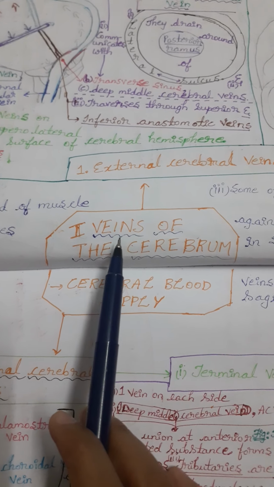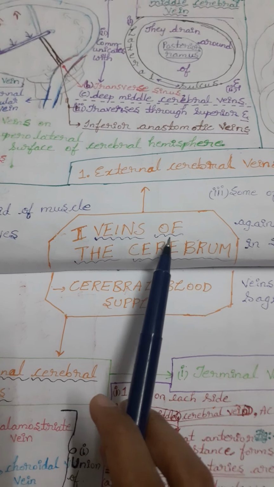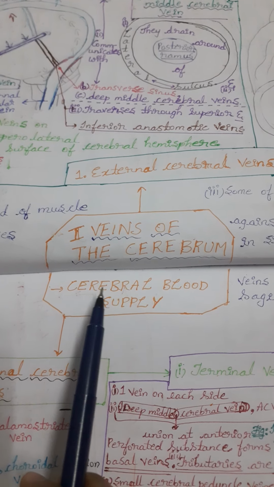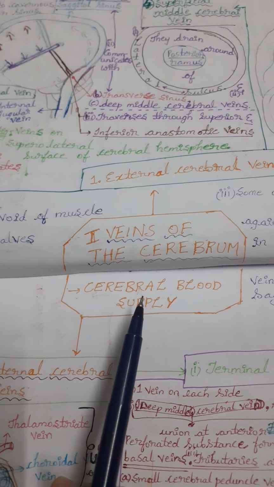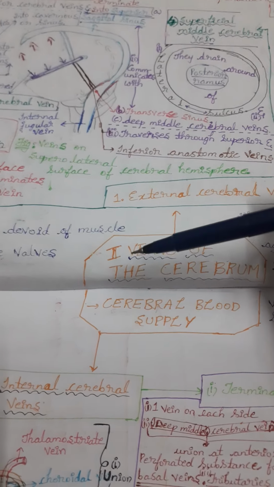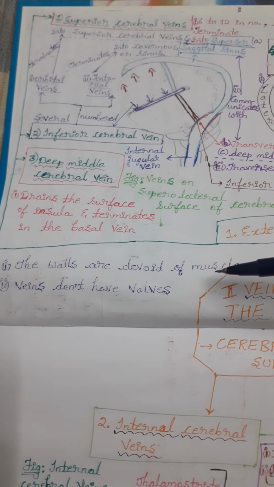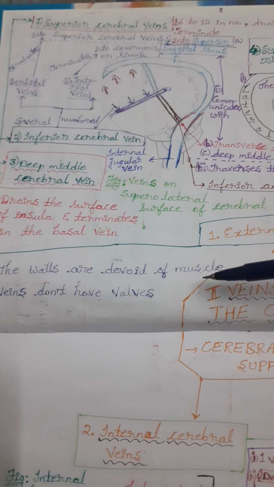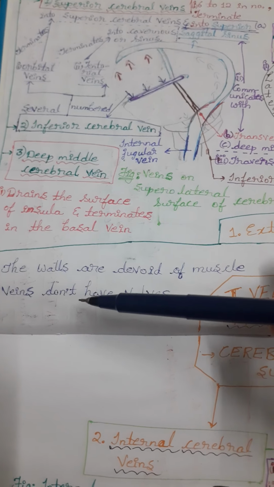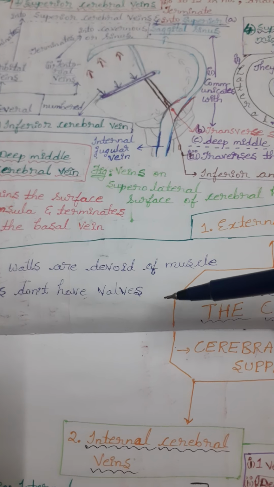Hello everyone. Now I am going to explain the veins of the cerebrum in the cerebral blood supply through concept maps. So, what are the veins? Veins are the walls that are devoid of muscles, meaning they don't have muscles. Veins don't have valves, meaning no small passages.